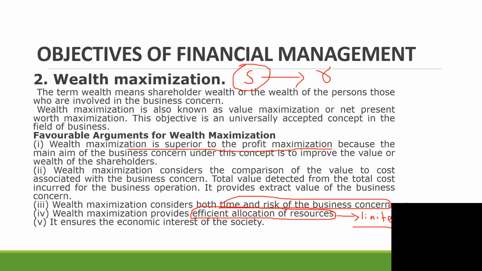Wealth maximization also ensures that society is benefited too. If a firm is creating higher value, it will look at corporate social responsibility, it will keep investing in health, it will keep investing in education, it will provide more wages to the employees, and provide more in taxes to the government. So wealth maximization as an objective of financial management is a more prudent objective than just profit maximization.